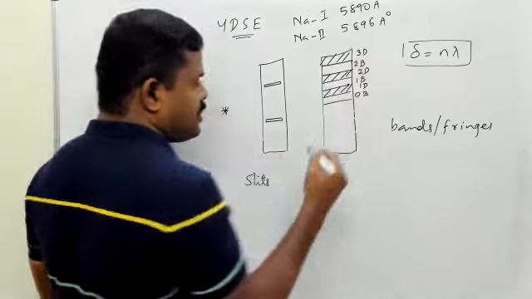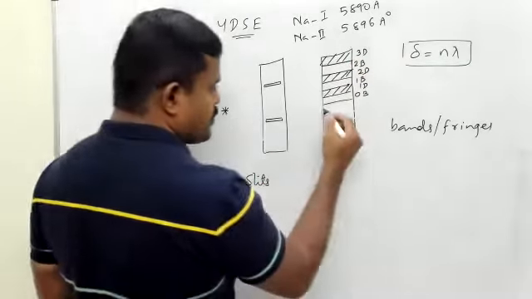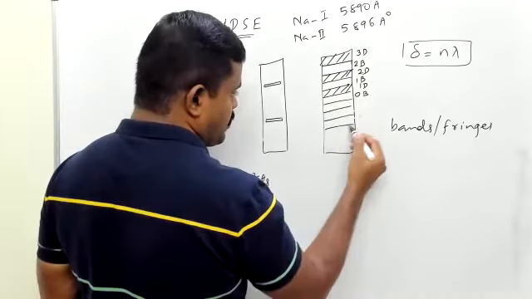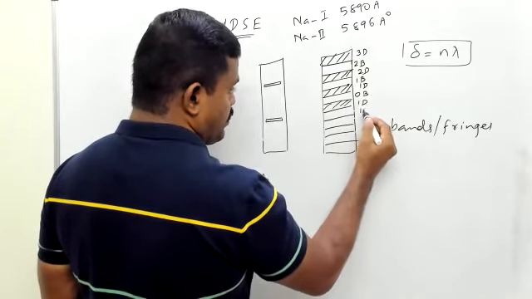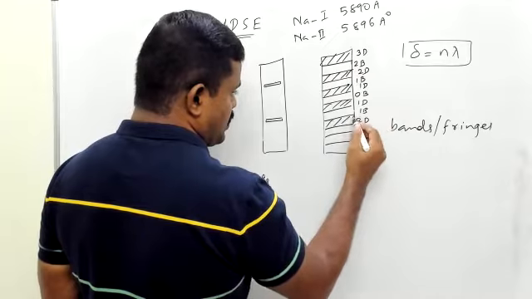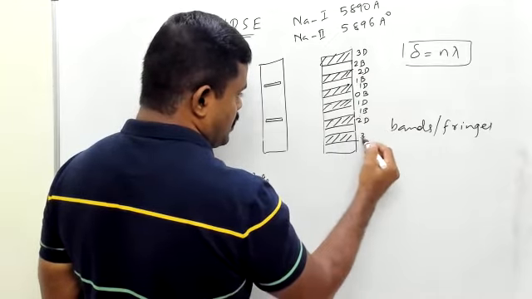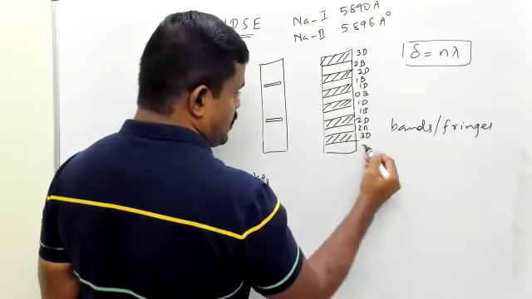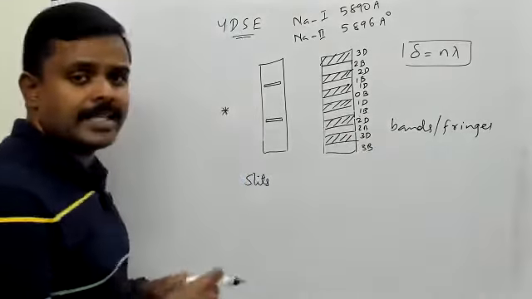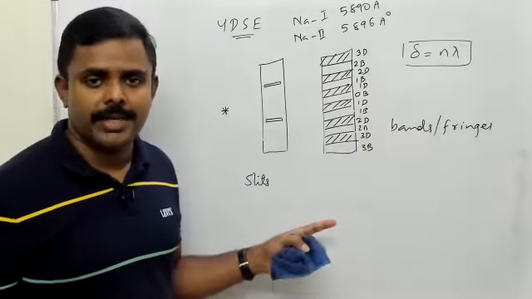So after a bright, you will have a dark. They come consecutively: bright, dark, bright, dark, bright, dark. I can draw it like this. This is first dark, first bright, second dark, second bright, third dark, and third bright. It goes on like this. So on either side, you will see bright and dark bands.